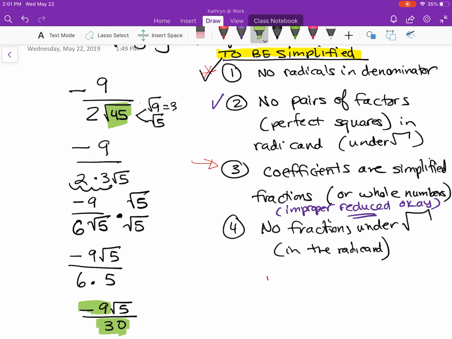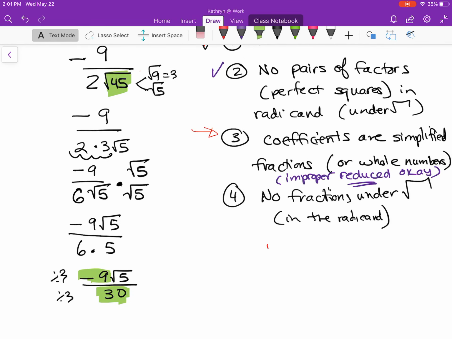Can I think of any number that divides evenly into negative 9 and into 30? Well, yeah, 3 will go into both of those. So let's see, if I divide out 3 from the top and the bottom, I will end up with negative 3 times the square root of 5 over 10. So 9 divided by 3 is 3, 30 divided by 3 is 10, and then I still have that negative. So I think I'm good now. My coefficients have been simplified.